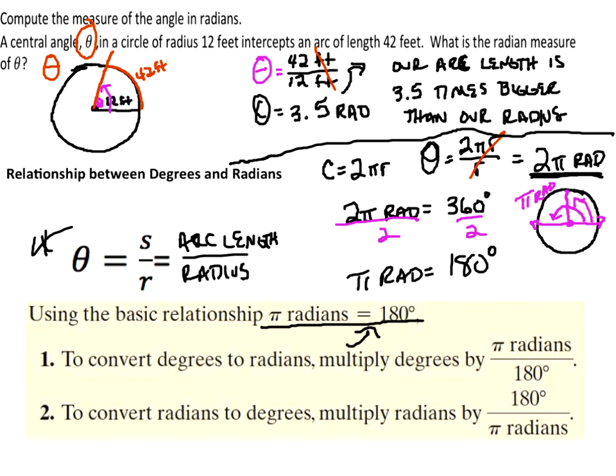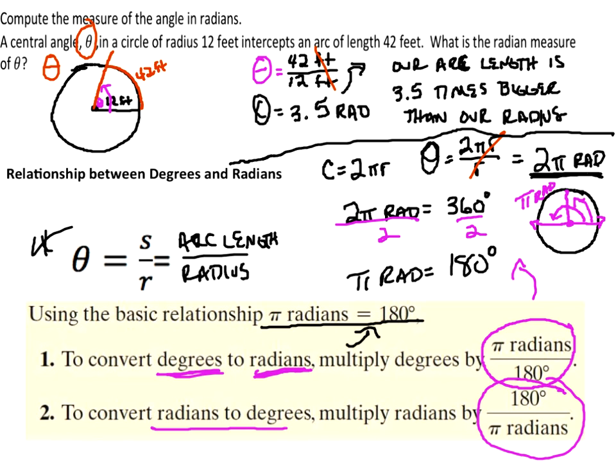Okay, so to convert from degrees to radians, you're going to multiply your degrees by pi radians over 180, and this is all from up here. You can play around with it if you'd like. And then to go from radians to degrees, you're going to multiply by 180 over pi radians.